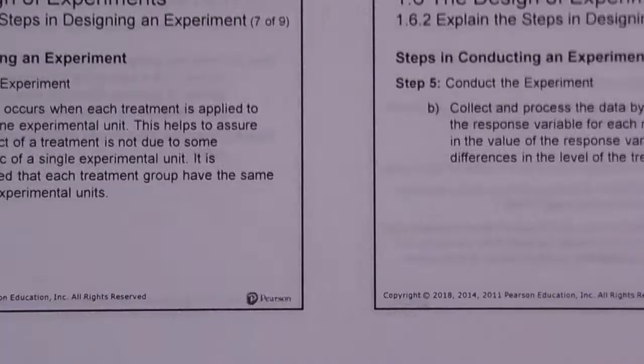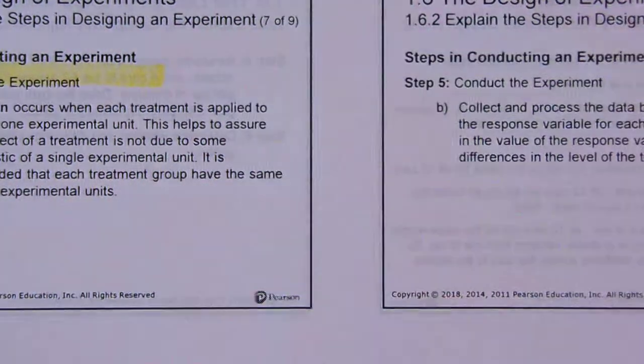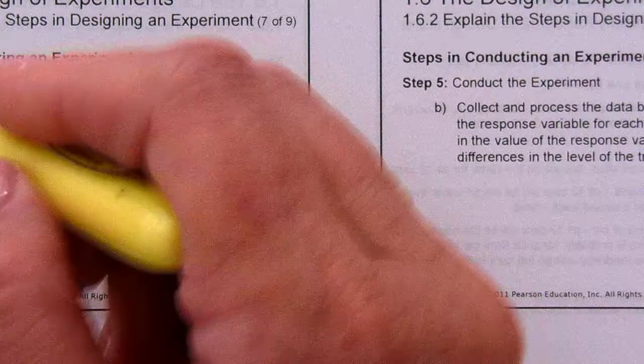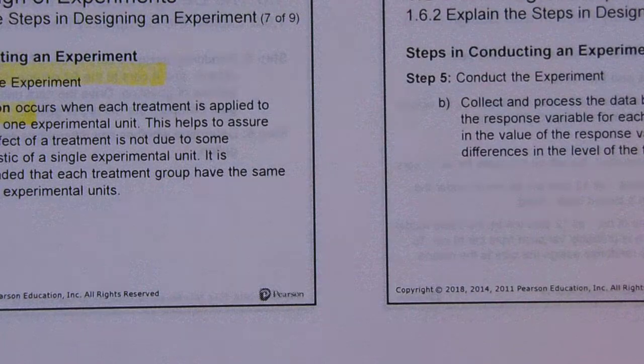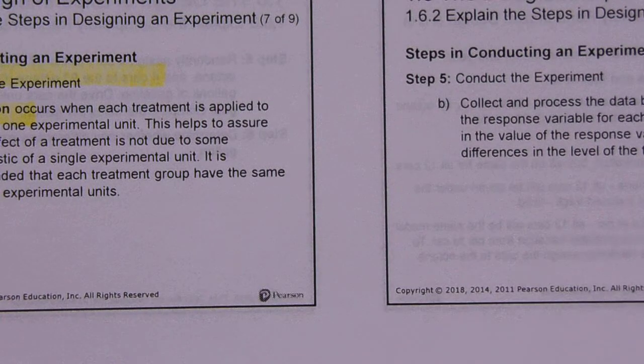Then step 5 is to go ahead and conduct the experiment. Replication occurs because you're doing the treatment on more than one experimental unit, because you have several units, and then you want to collect and process the data.